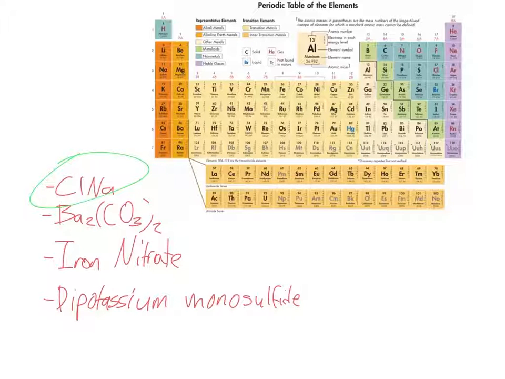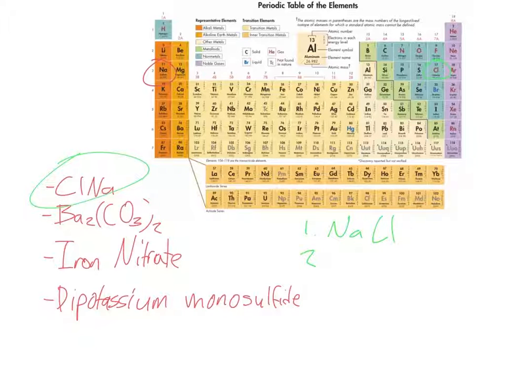But the formula is actually written backwards. It's supposed to have the Na, which is the cation, first, and then chlorine, which is the anion, second. So for number 1, it would have been NaCl. And since they're one positive and one negative, they don't have to put any numbers.